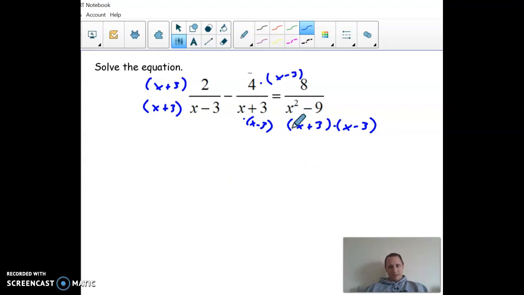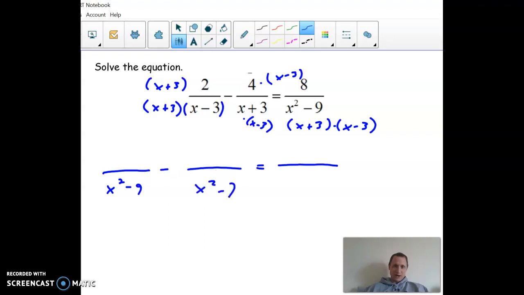Just to make it simple and save some writing, I'm going to write the common denominator that we got for this question as just x squared minus 9. If we actually multiplied these together at this point, all of them would have x squared minus 9 as the denominator. So just to make life simple, I'm going to write it that way. You could write it in factored form if you want. It is your choice, for sure.